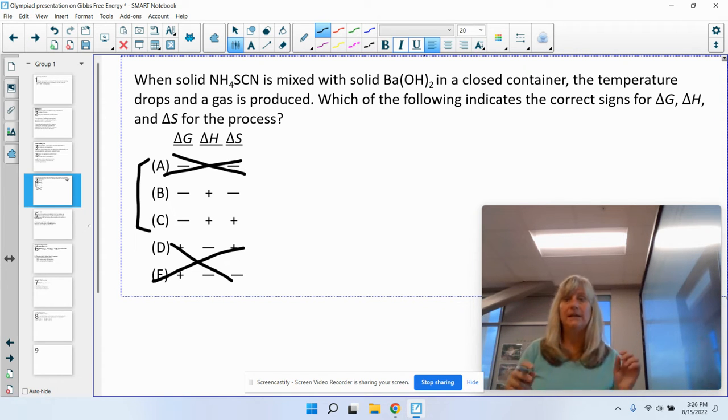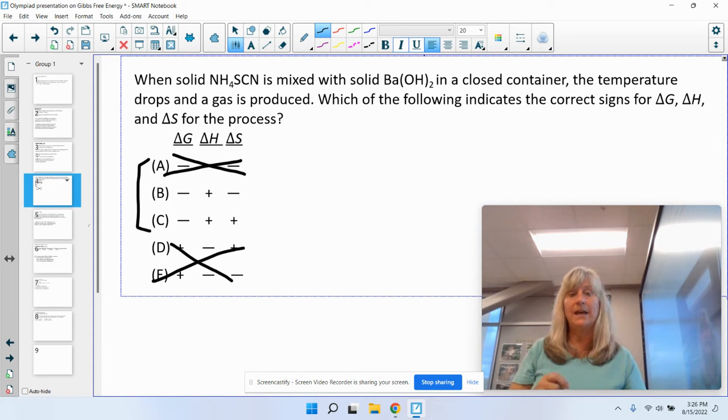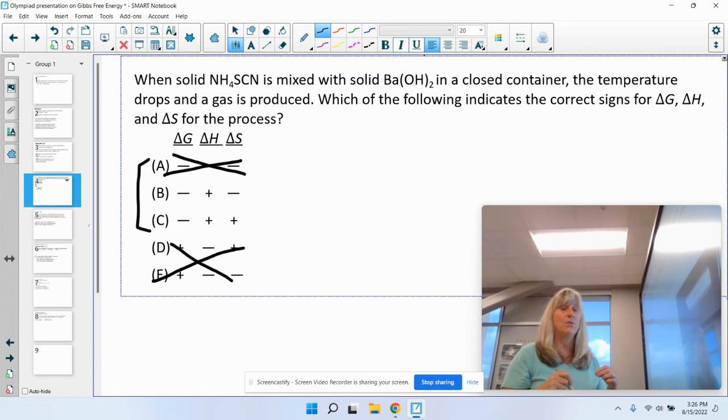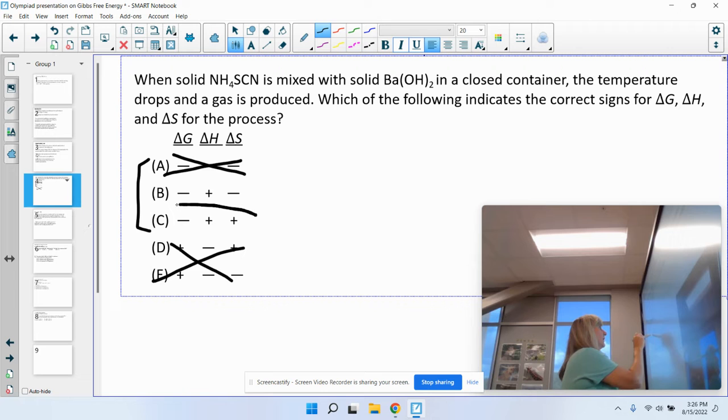And then finally, we need to know the sign of delta S. It says a gas is produced. So we mix together two solids and a gas is produced. So we know that entropy is increasing. And so our correct answer would be C.